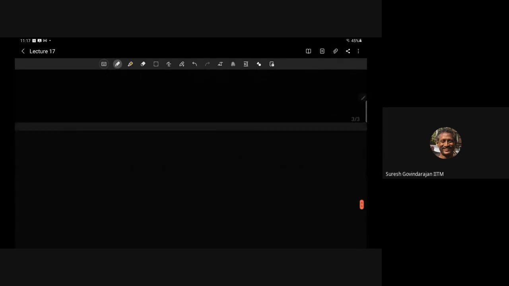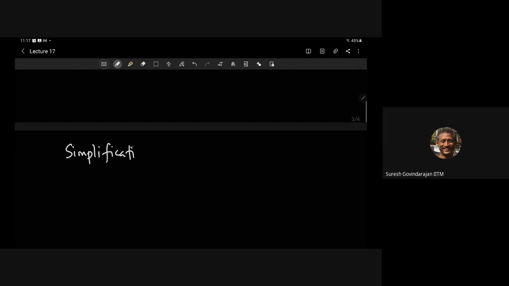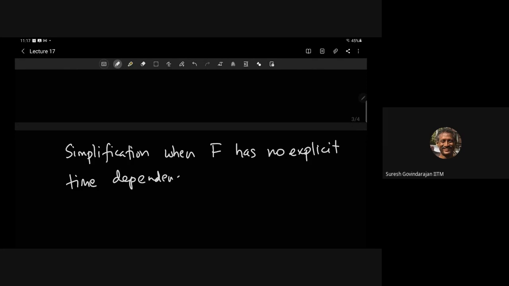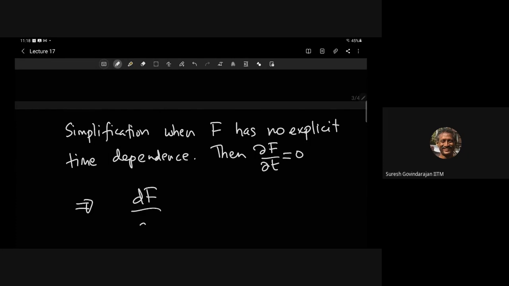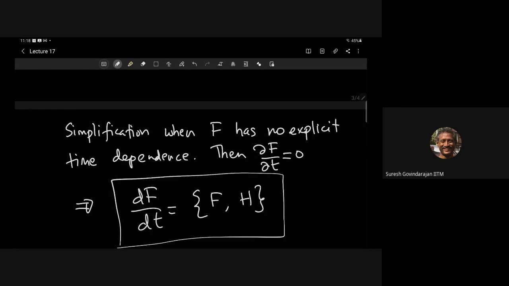So there is a simplification when F has no explicit time dependence. Then the partial derivative with respect to t is 0, and this implies that dF by dt is nothing but the Poisson bracket of F with the Hamiltonian. This is a very, very beautiful formula, and probably the closest we can get to connect to quantum mechanics from within classical mechanics. I'll pause here. Is this clear, what we have done?